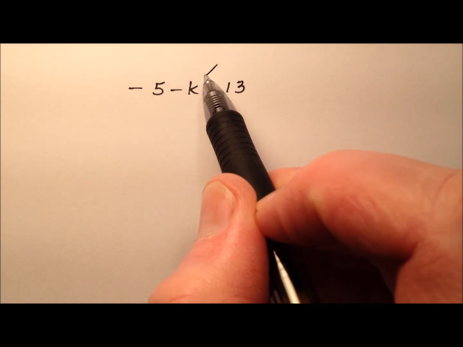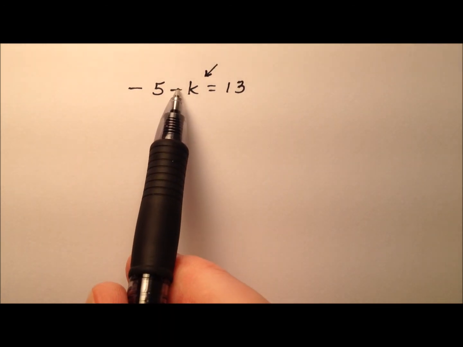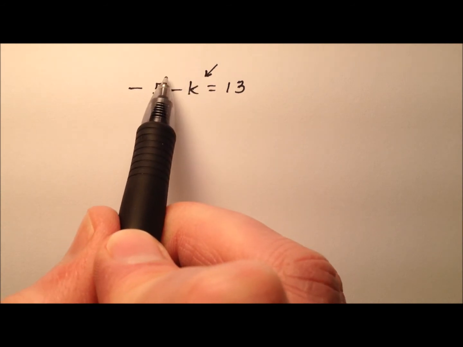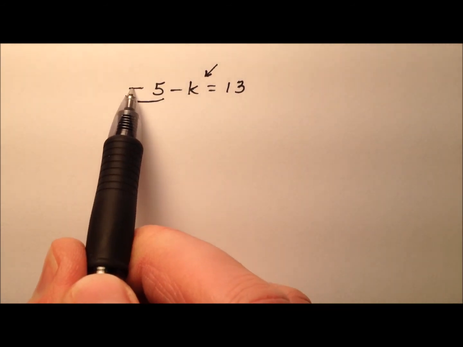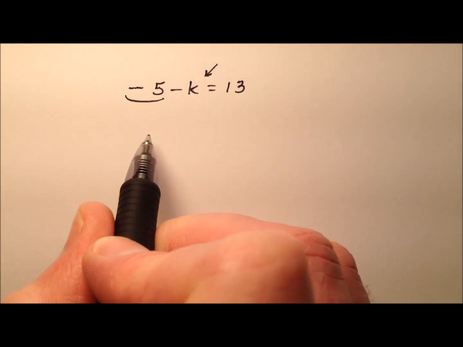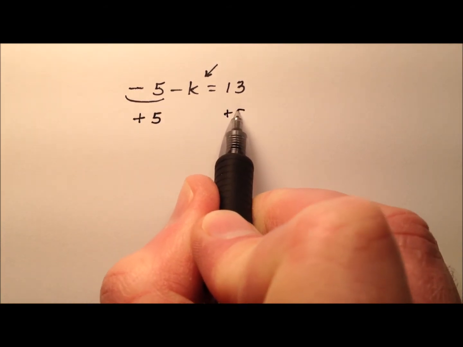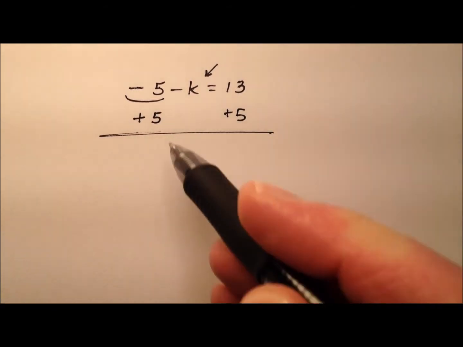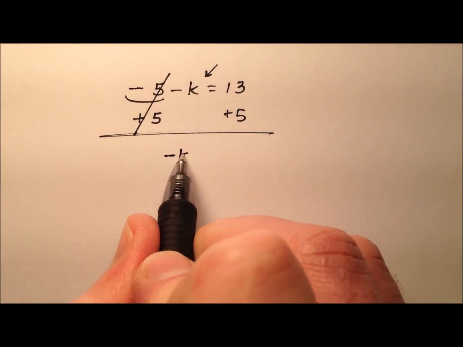So once again, in an effort to get this variable all by itself, right now it's a negative k, so I need to get rid of this negative 5 first. So we can see that it's a negative 5, so it's being subtracted. So we're going to do the opposite, or the inverse operation of subtraction, and we're going to add 5 to both sides. All right, so that's nice. Those 5s cancel, and we have a negative k.